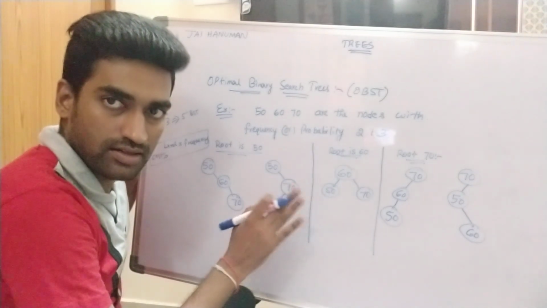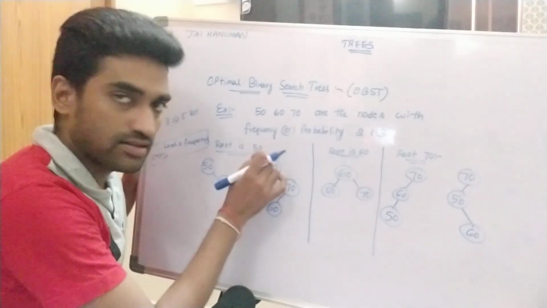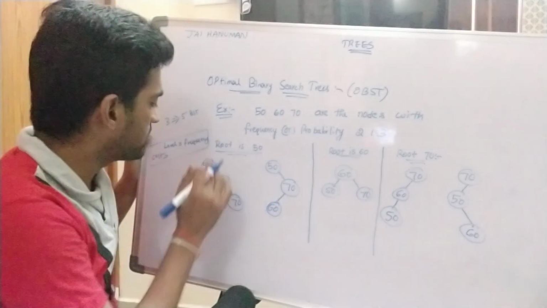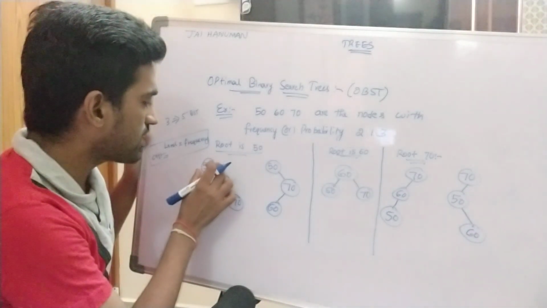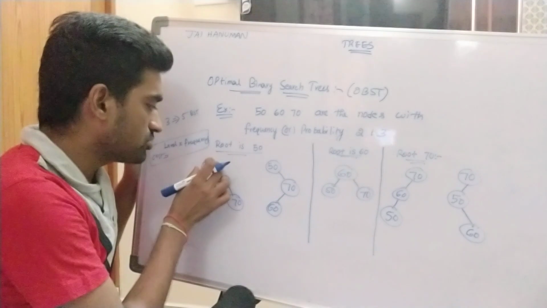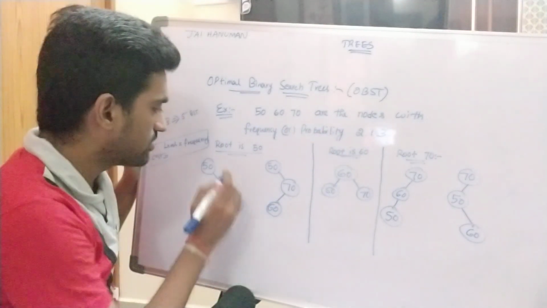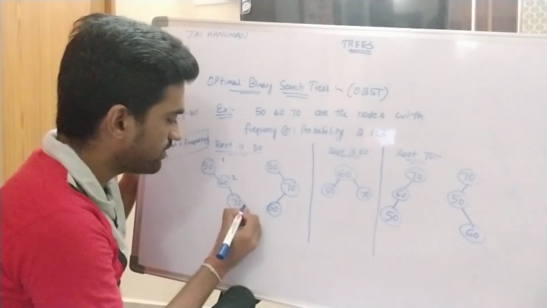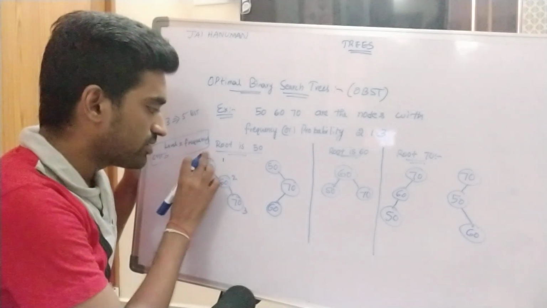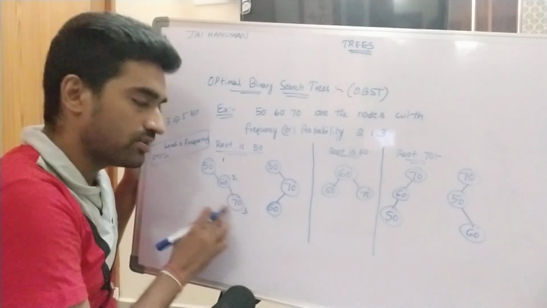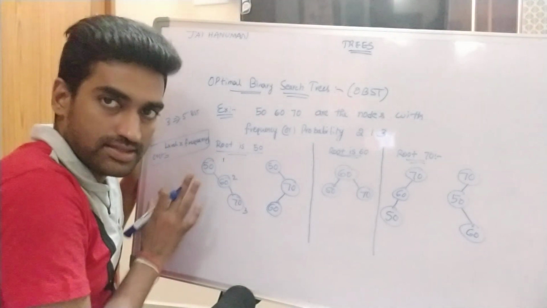So here I am not considering the root level, that is 0. Level starts from 1 only. Here, first of all, how many times a node is to be searched can be represented with the help of probability or frequency. This is the first level, second level, third level. So what is the total cost? The sum of all the costs of the nodes is said to be the cost of a binary search tree.